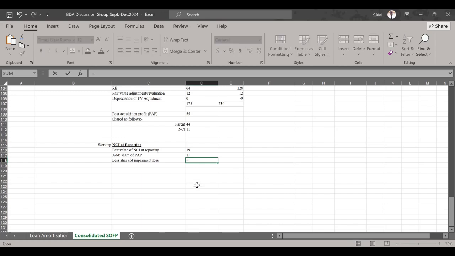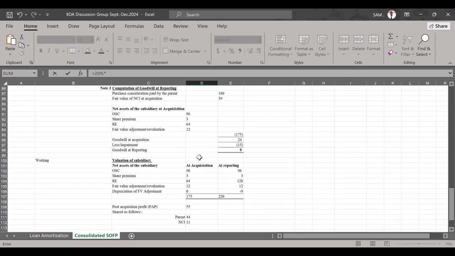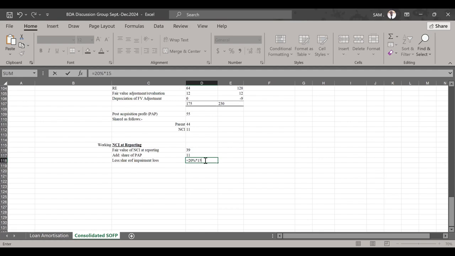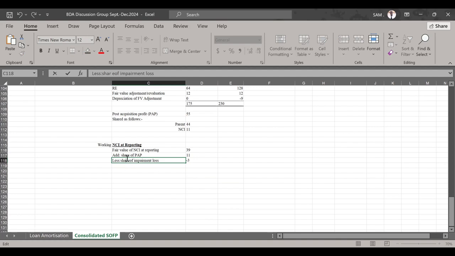How do we get the share? We know that NCI only own 20%. So we just take 20% and we multiply by the impairment of goodwill. What is the impairment loss? It was 15. So they have to share into the 15. But because we are supposed to less, I will just introduce a negative there so that it comes out as negative like that.